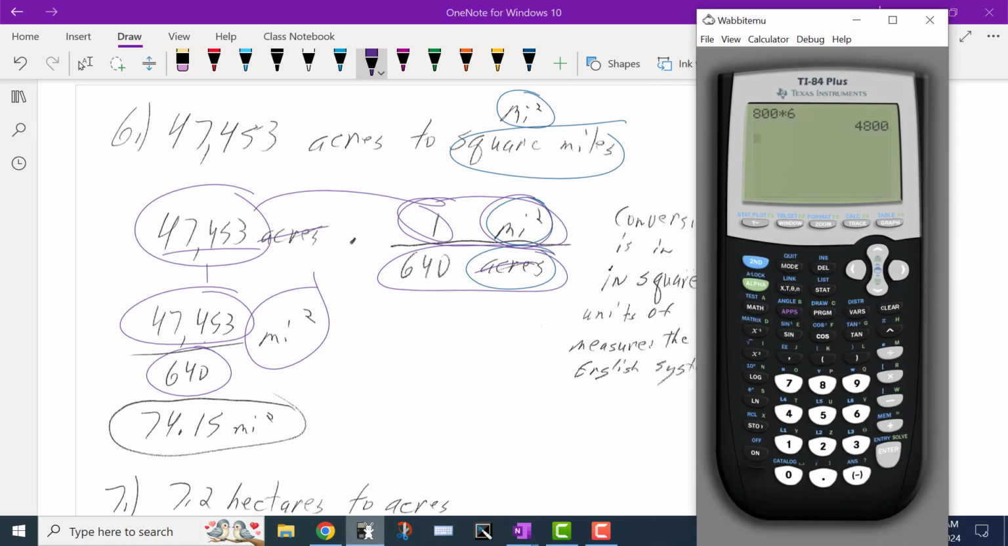Now when you're done doing that, just take your calculator and type in 47,453, and we're going to divide that by 640. And when we divide that by 640, I just round it off to the nearest hundredth, round off however you want to, and I get 74.15 miles squared.